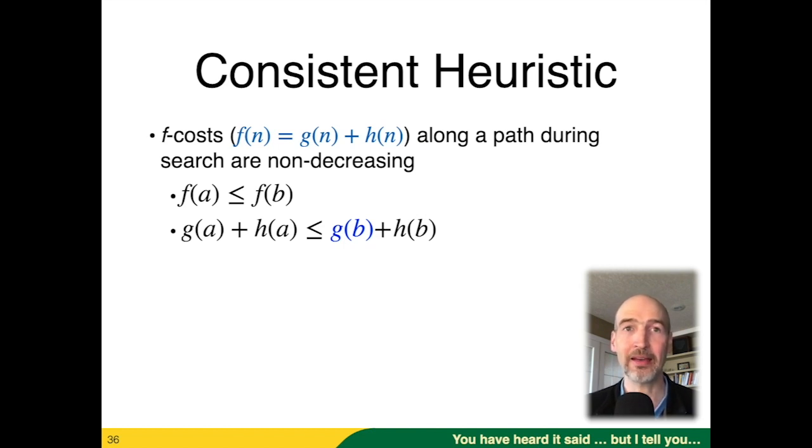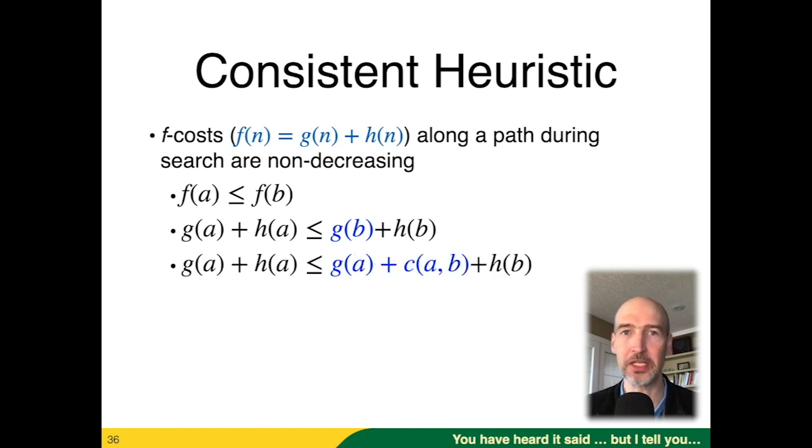And then we can expand out the G of B term, which gives us G of A plus C of A to B. Now we see we have G of A on both sides, so we can rearrange these terms and eliminate the G of A. What we get is H of A minus H of B has to be less than or equal to the cost from A to B. If this is an undirected graph, then you can apply this in both directions; you can just take the absolute value.